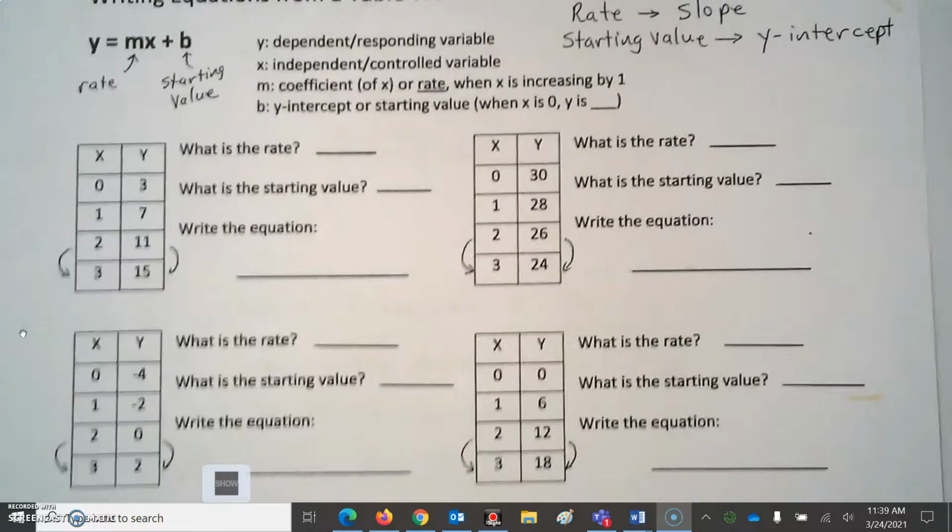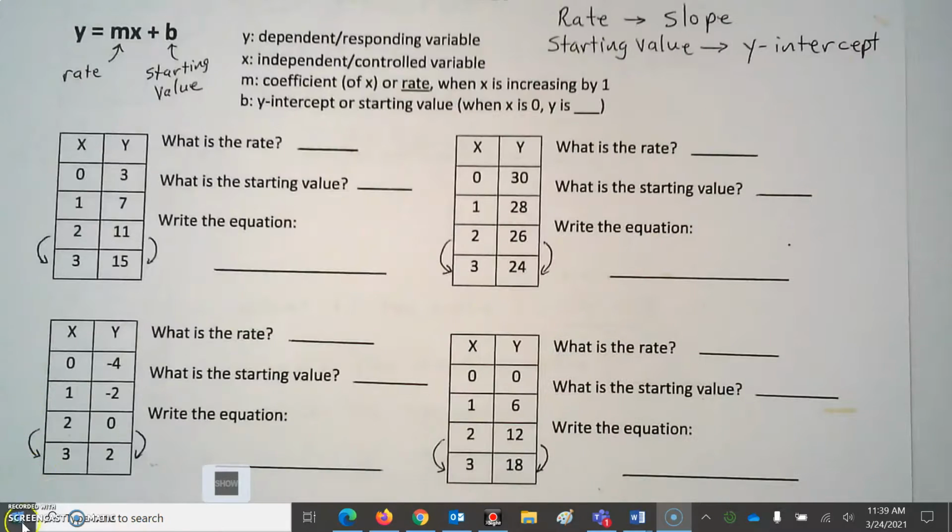So this is what the assignment looks like. There are 8 of them, exactly like I just showed you. If you need any help, let me know.